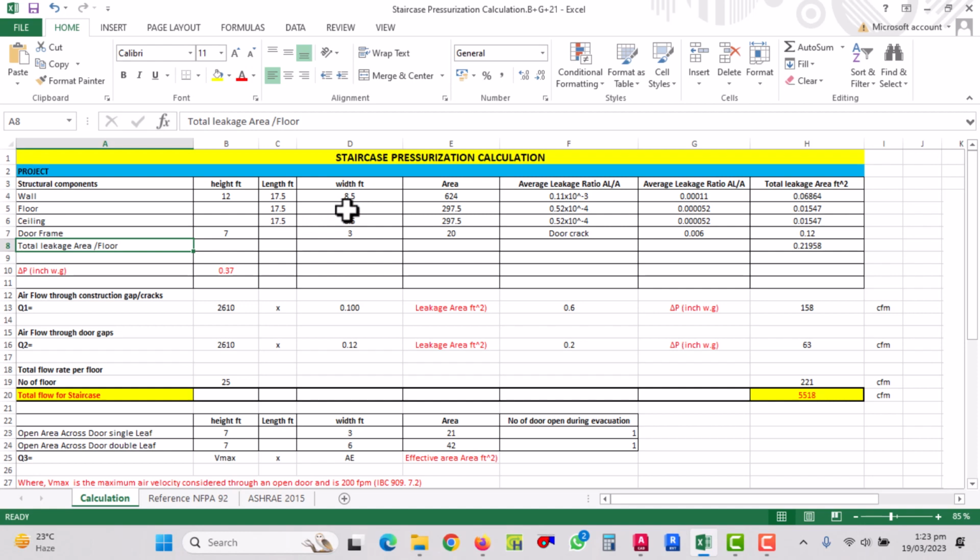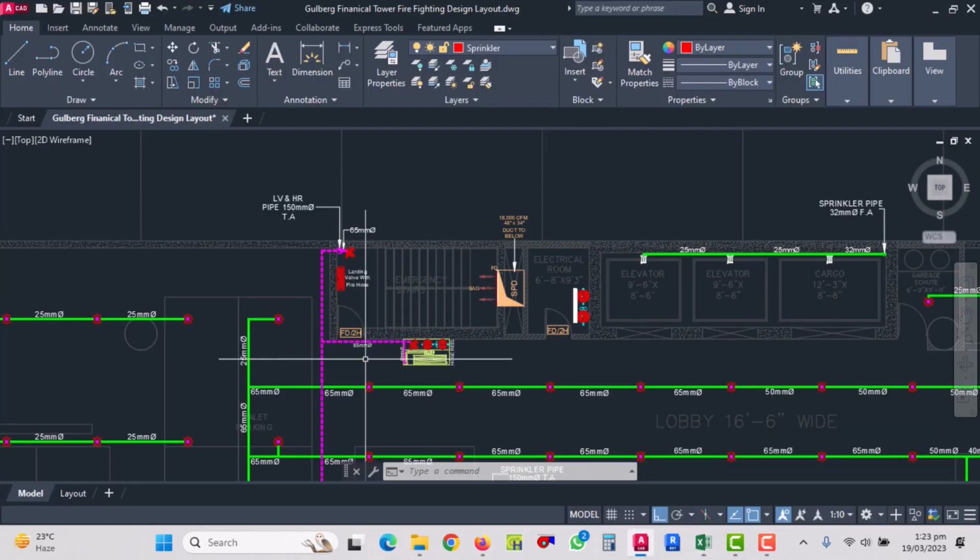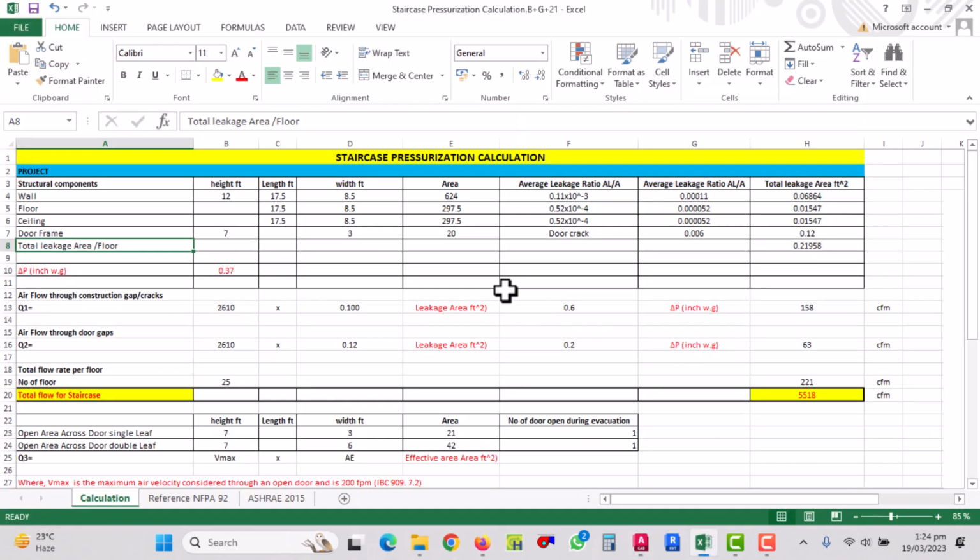First, we will calculate the leakage area for the walls. What it means is that when a fire happens, the smoke will flow this way, and the fan pressurizes the staircase, and the smoke will go out. So there must be some cracks inside these walls, and a pressure loss through these walls, maybe some holes, some minor cracks, minor leakage. These are the standards we will use according to NFPA and ASHRAE. So let's start from the wall.